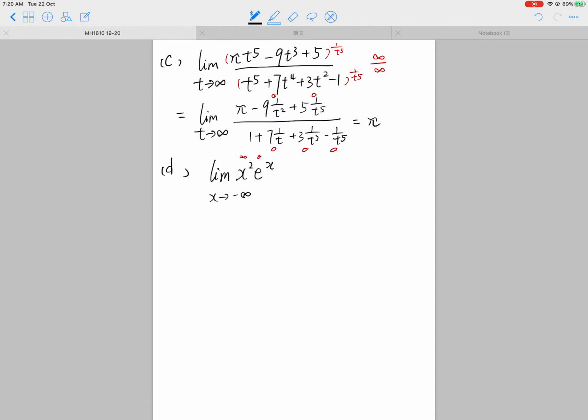If you want to use L'Hopital's rule, you need a fraction, right? But here you have a multiplication. So how can you change multiplication to a fraction? All right, you have 2 ways. It can be just x squared over e to the power of negative x, right? You can do this. Or you can do e to the power of x over x to the power of negative 2.